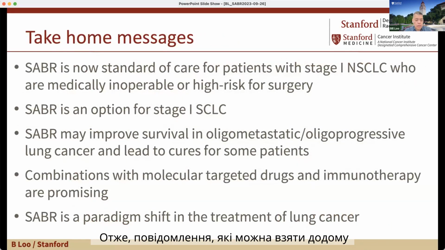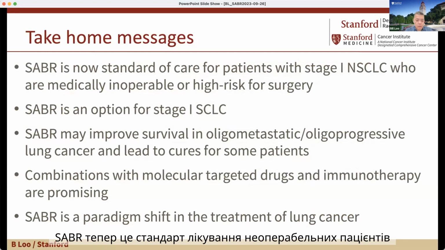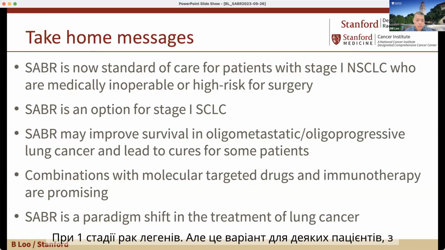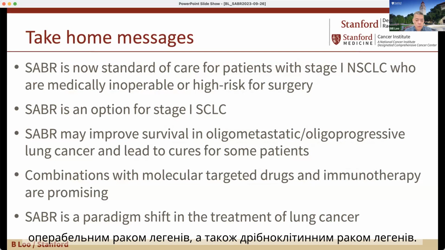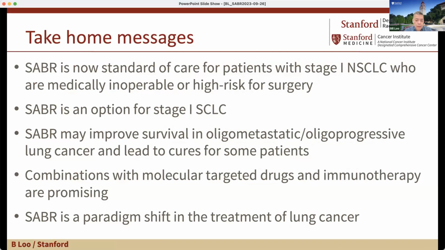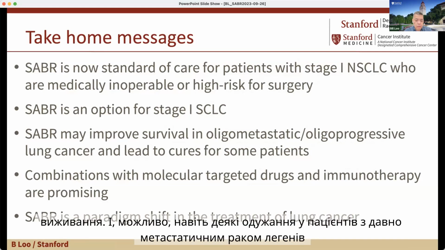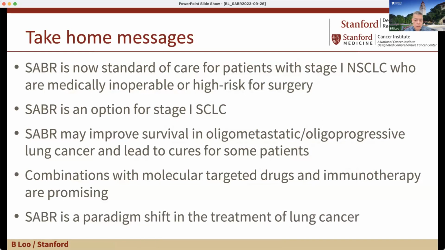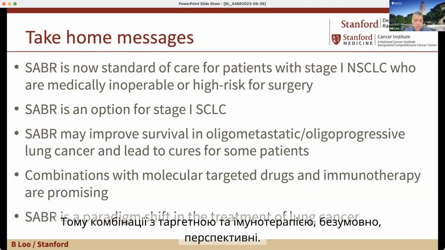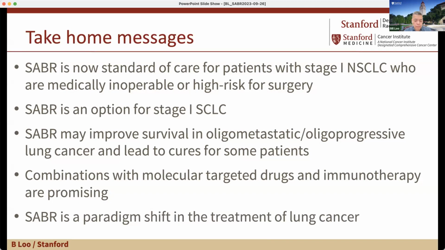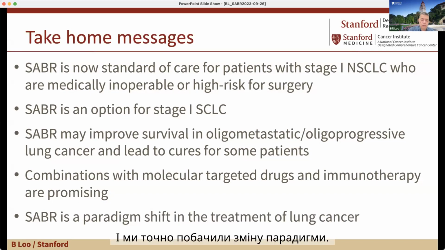So the take-home messages for SABR are that it's now standard of care for medically inoperable patients with stage 1 lung cancer, but it is an option for some patients with operable lung cancer and also for small cell lung cancer. And I think we're going to see increasing data on improving survival and maybe even some cures in patients with oligometastatic lung cancer and benefits in oligoprogressive as well. So the combinations with targeted drugs and immunotherapy are certainly promising, and we've definitely seen a paradigm shift.